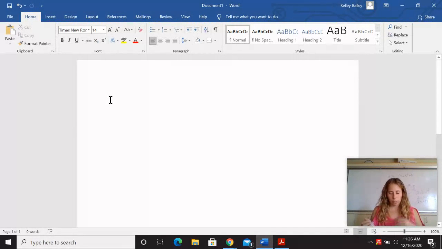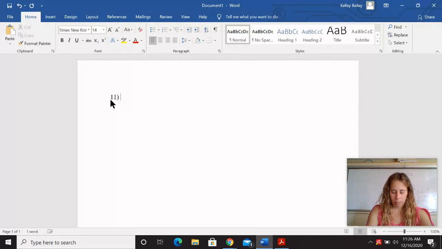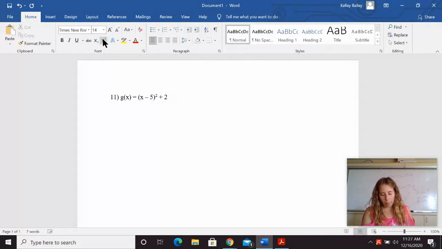All right, so number 11 is g of x equals (x minus 5) squared plus 2. Okay, so they give you the function, and you have to substitute in either for x or for g of x. So the first one, g of 0 equals what?